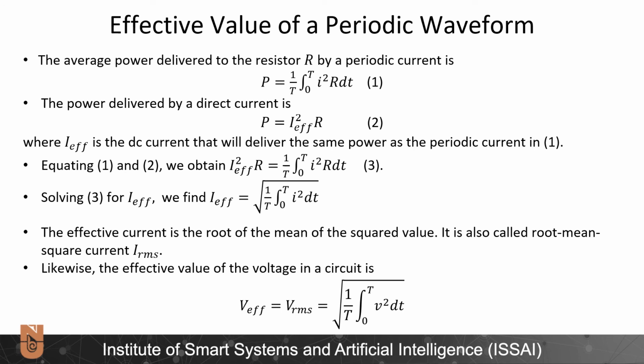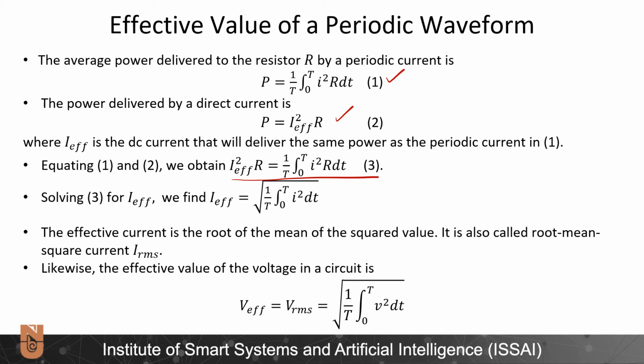The average power delivered to the resistor R shown in the previous circuit is given by equation 1. P is equal to 1 over T, integral from 0 to the period T, i squared R dt. And the power delivered by the direct current is simply P is equal to I effective squared times R. In order to find I effective, the DC current that will deliver the same power as the periodic current in equation 1, we need to equate 1 and 2, and we end up with this expression 3.